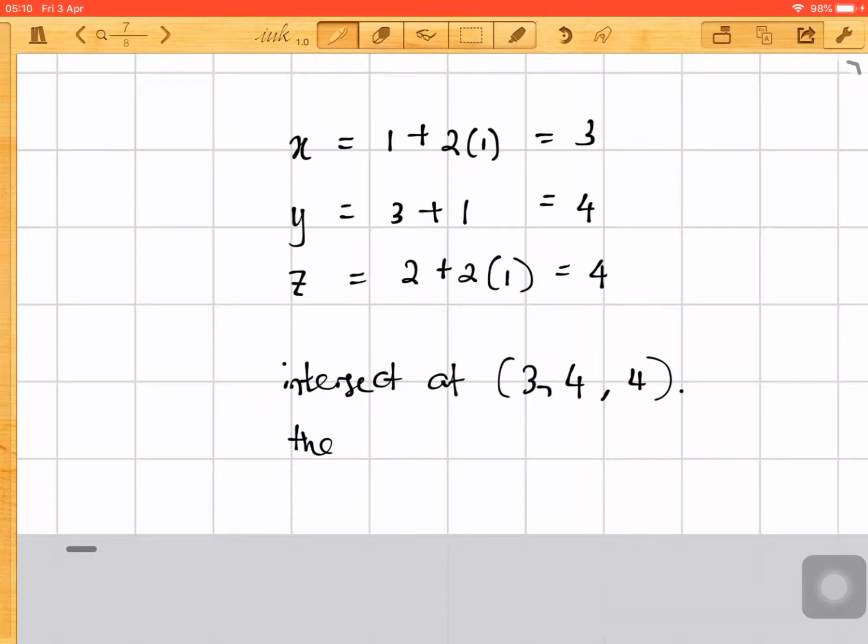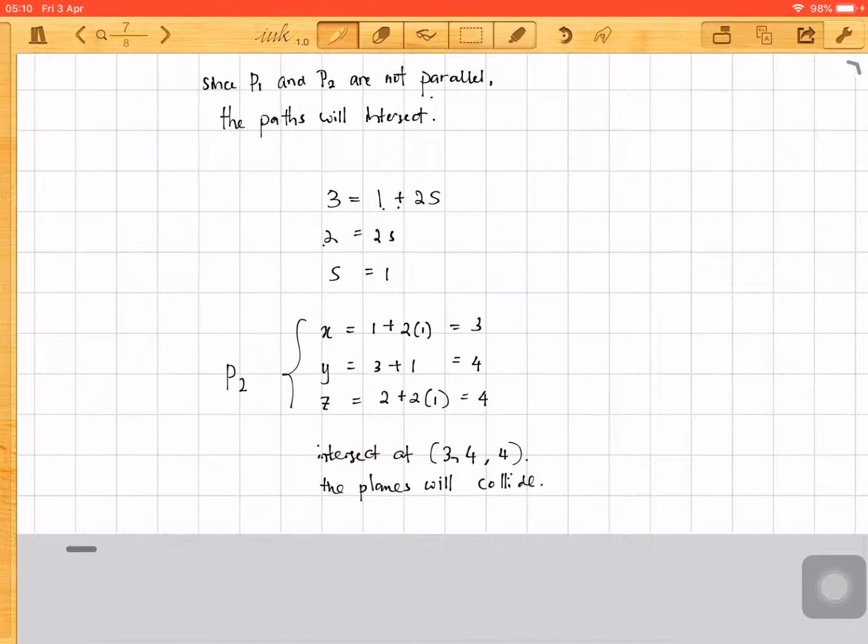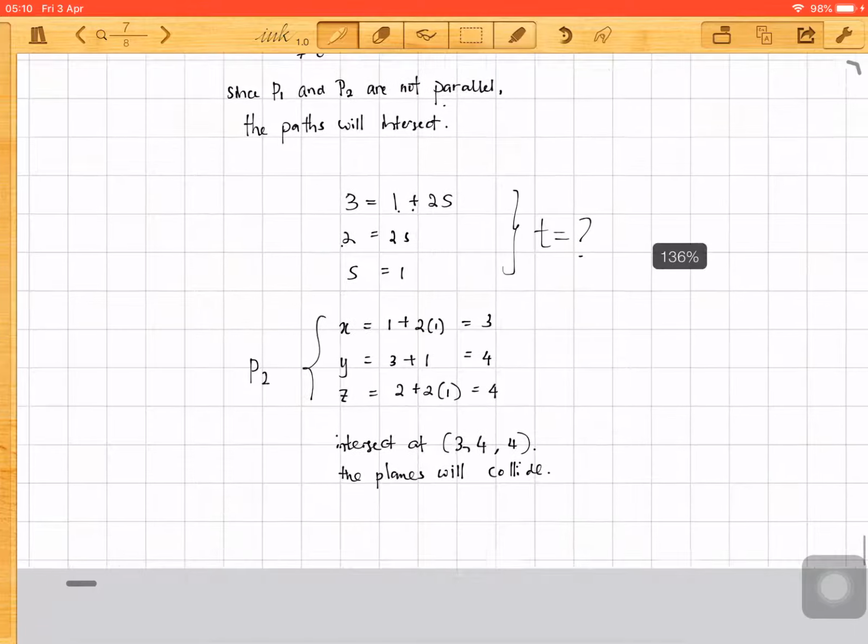The planes will collide. This I used path 2. If, let's say, you found the value of t here, you can substitute into P1, but you will get the same answer as well. This is why they say intersect.